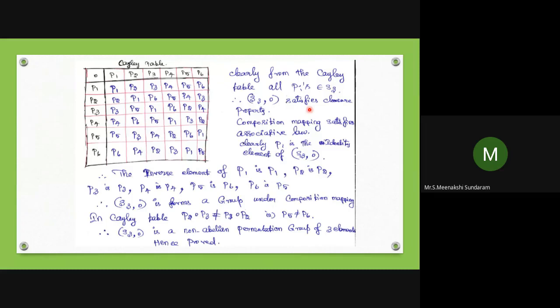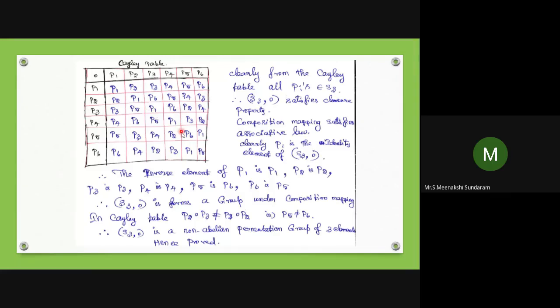Then composition mapping satisfies associativity. No need to check associativity, it is always satisfied. Identity is nothing but P1. P1 is the identity. So now we can check the inverse element. Where we get P1, that is the inverse of that. P1's inverse is P1. P2 inverse is P2. P3 inverse is P3.